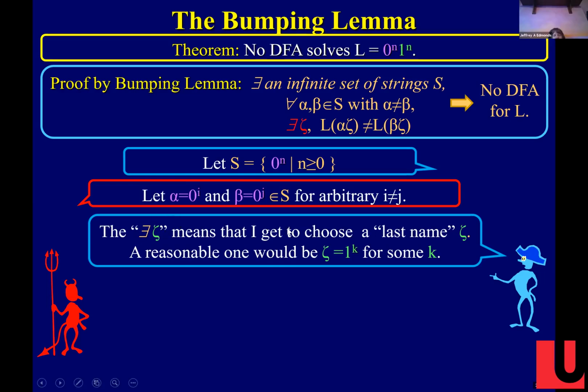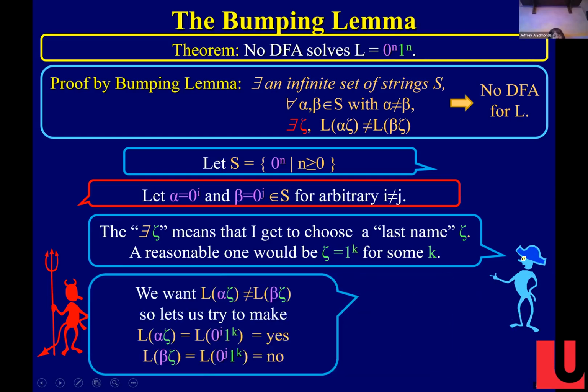So that exists zeta means I get to choose zeta, and I get to choose any zeta I want. Well, my zeta is going to be some number of ones. And which zeta do I want? Well, what I want is for alpha zeta to be a yes, and I want beta zeta to be no, or vice versa. So how do I get a yes here? How is 0^i 1^k a yes? Well, it's a yes when i equals k. That's how I get a yes.